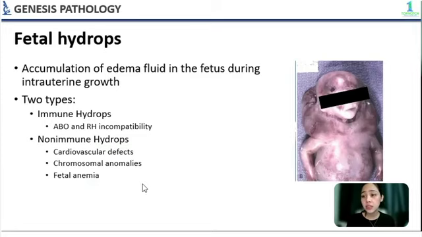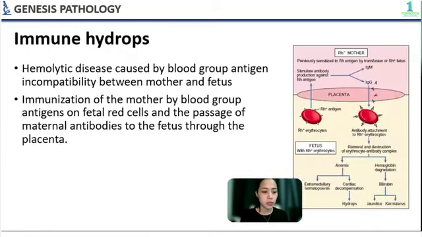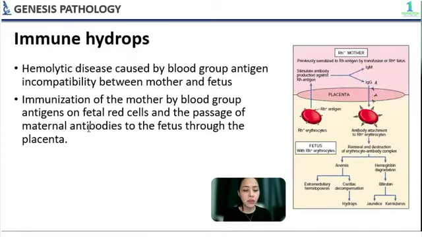Pero dahil nga successful na, meron na tayong mga prophylaxis, ngayon yung mas common na cause are your non-immune hydrops. But what we will discuss today are the immune hydrops, okay? So these are hemolytic diseases caused by blood group antigen incompatibility between the mother and the fetus.